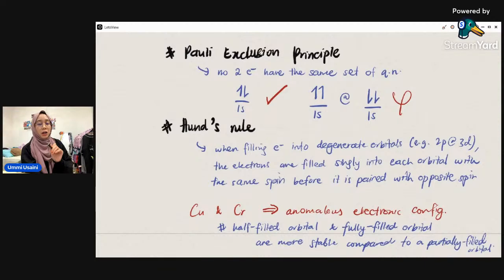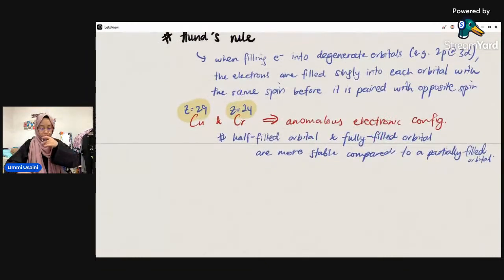Okay, so if you find any question that gives you 24 or 29 protons, if it gives you copper, the proton number is 29, and chromium is the one with proton number 24, so you have to be careful. You have to give the actual electronic configuration, not the prediction one. Most probably you will be asked to explain a bit. So we use the half-filled or fully filled orbital to explain, which is more stable compared to a partially filled orbital. Okay, we're done then.